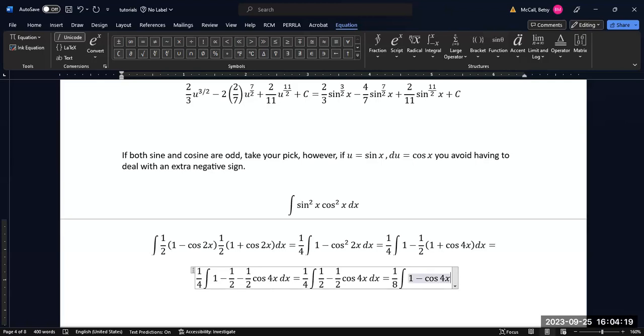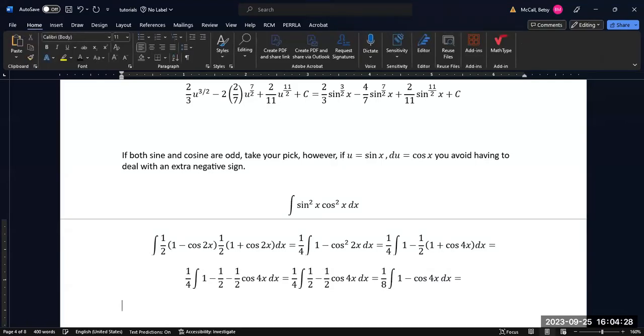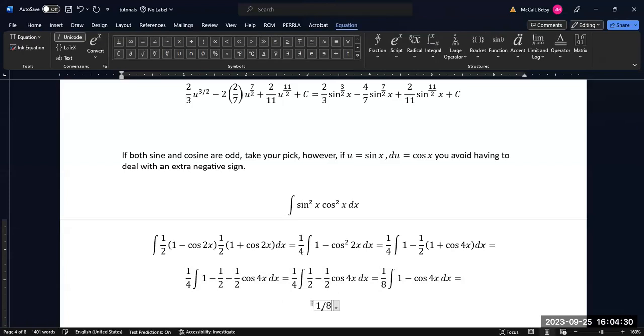And then finally we can integrate. So let's go down to the next line. 1/8. The antiderivative of 1 is x, and the antiderivative of minus cosine 4x is going to be minus 1/4 sine 4x plus c.